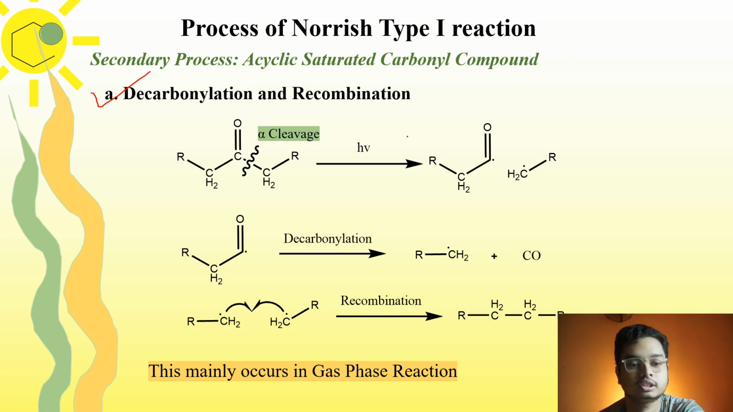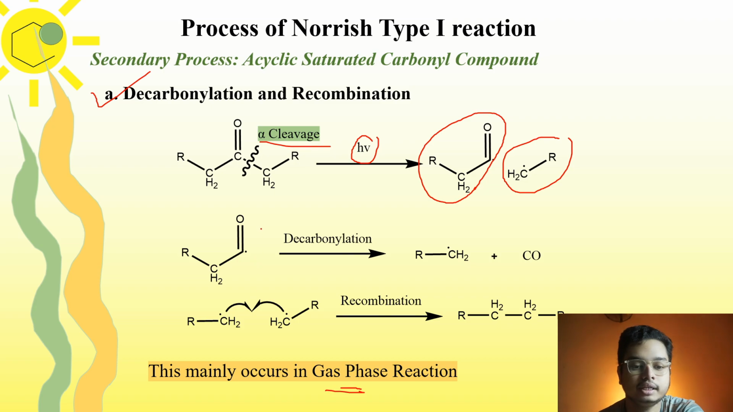For decarbonylation, the primary process is the same for everyone. Initially, the alpha cleavage takes place in the presence of photochemical conditions to form this acyl radical and an alkyl radical. Now, in the gas phase, the carbonyl is actually removed from the acyl radical part, and this is called decarbonylation.